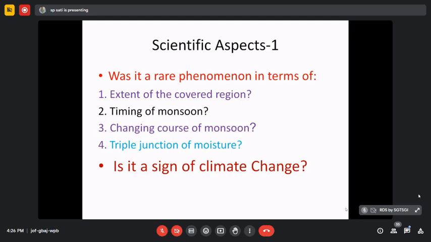In 2010 it was September, in 2021 it was October, in 2000 late October, in 2022 mid October, when this area observed maximum rainfall. So certainly some change is being observed here, though conclusively nobody can say that this is a phenomenon of climate change, because it needs a very long term study.